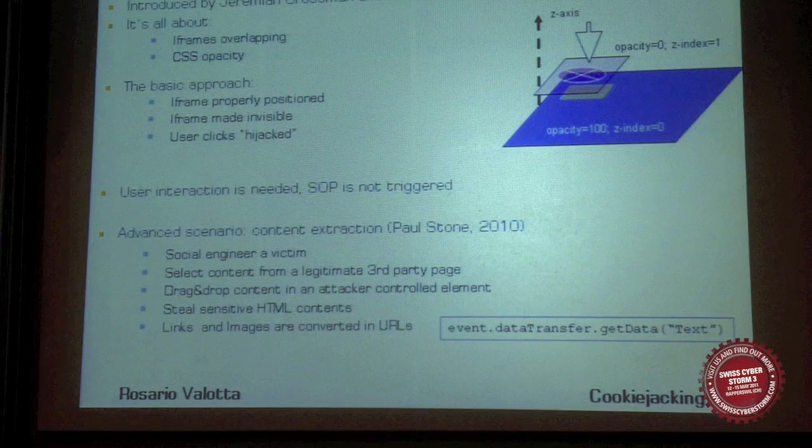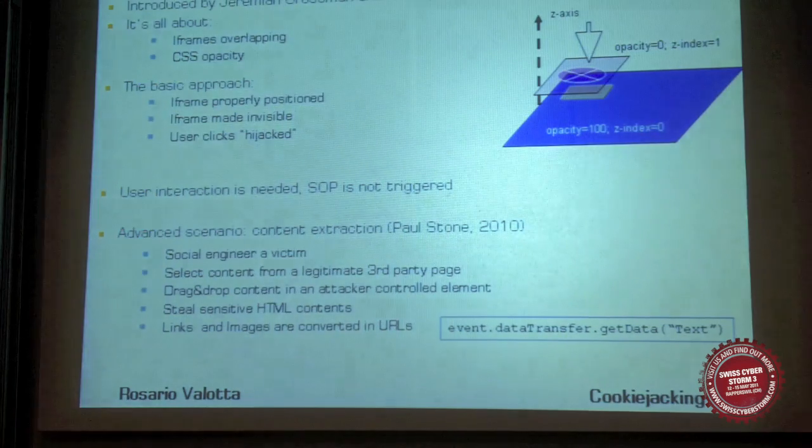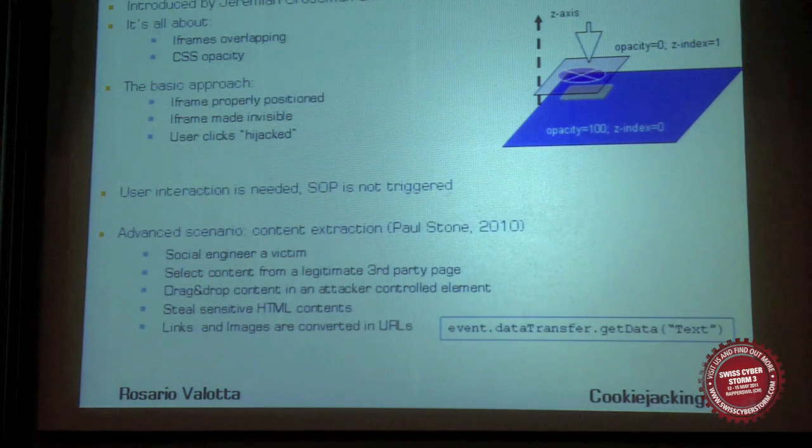Last year, a security researcher named Paul Stone, in a previous security conference, introduced an advanced clickjacking scenario that we call content extraction. Basically, this is the scenario. An attacker may trick a victim into selecting some content from a legitimate third-party frame. Using a drag-and-drop approach, you can trick this victim to drag it out of the frame and drop it into an attacker-controlled element. The aim of this attack is obviously to steal some sensitive content from the third-party frame.